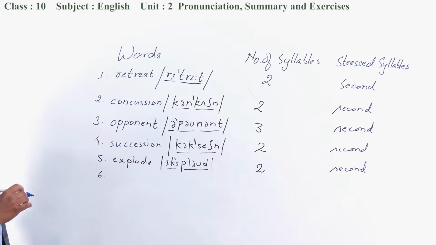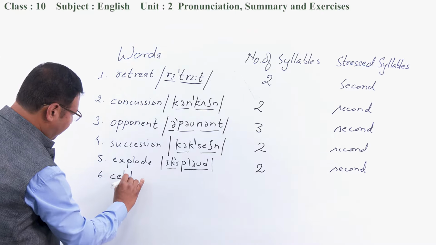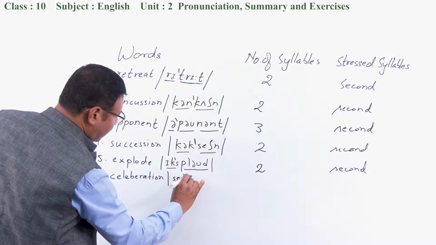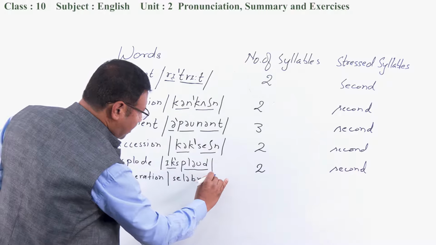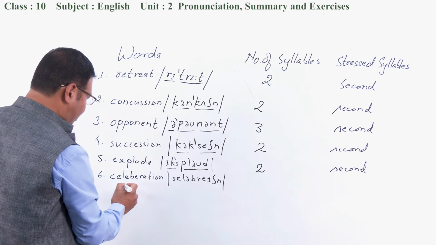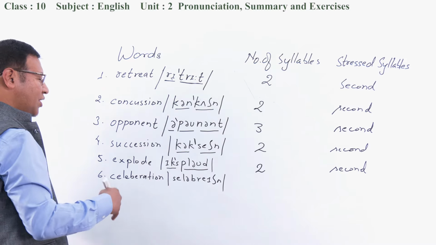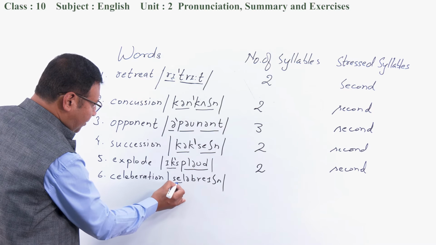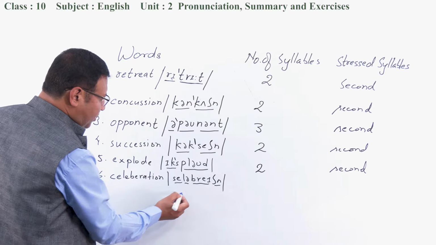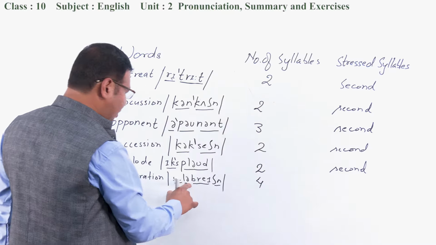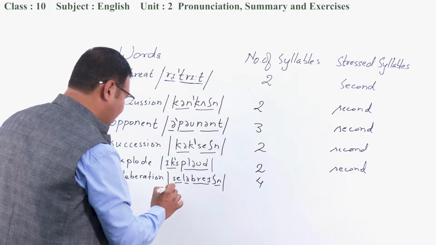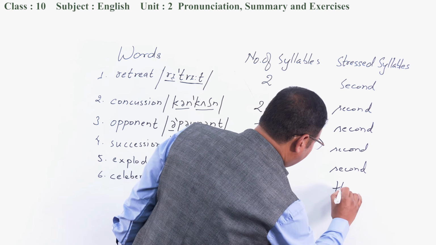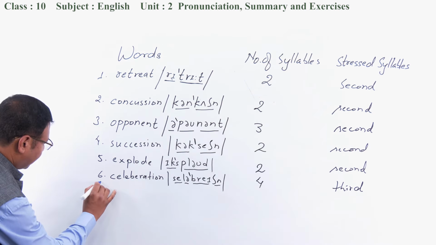Then six is celebration. Okay, so we don't say celly actually, but it's not exactly law also, it's not exactly li also, somewhere between law and li, celebration. Okay, so we have celebration, four syllables. So again, celebration, four syllables, and the stress is here. So we have the third syllable, the third is the stress syllable.